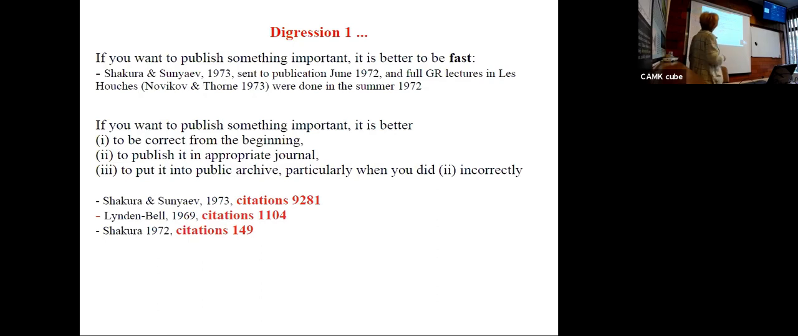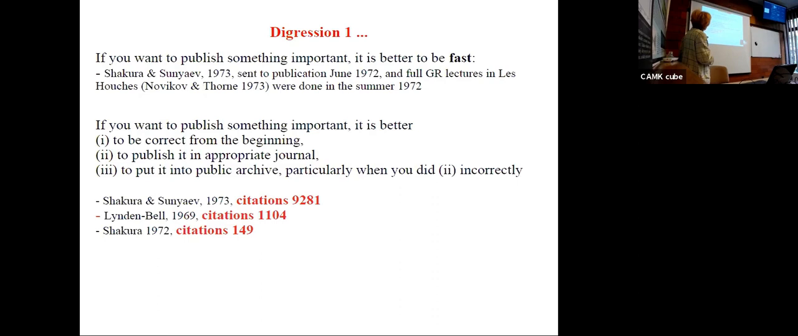Then, if you want to publish something important, it is better to be correct from the beginning and to publish it in an appropriate journal. And if you fail to do the second point properly, you should put your paper into the archive, even with some time delay, because this will let people have access to that paper.